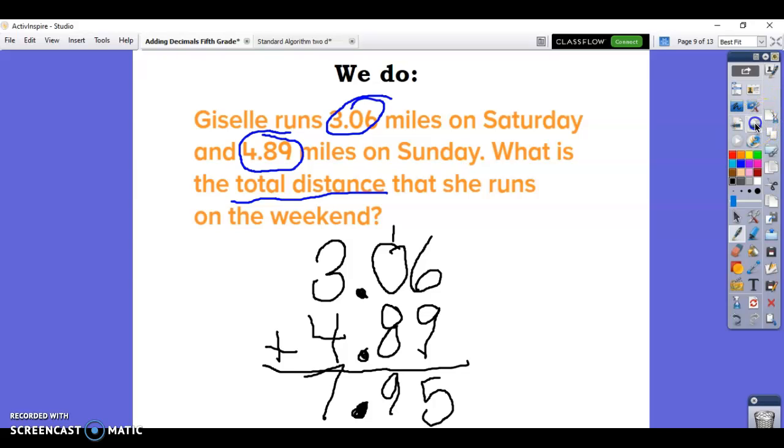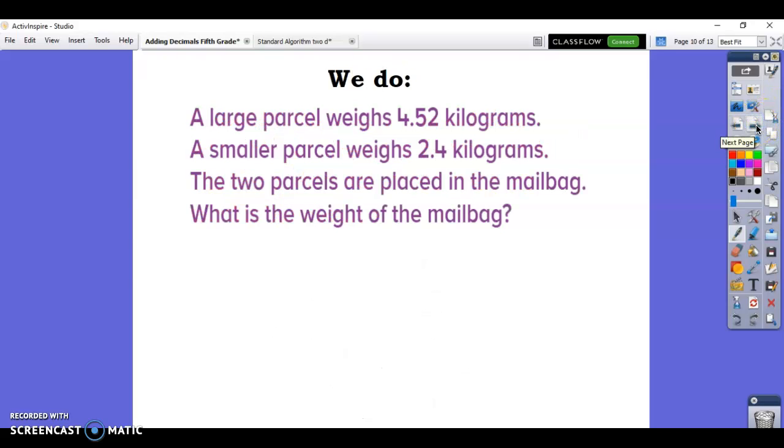Let's try another one. Okay, this one is a little bit more tricky. Make sure that you pay attention to what you did. A large parcel weighs 4 and 52 hundredths kilograms, and a smaller parcel weighs 2 and 4 tenths kilograms. The two parcels are placed in a mailbag. What is the weight in the mailbag? So again, pause the video here, see if you can line up your decimals, add them up, add in any zeros, and get the total.